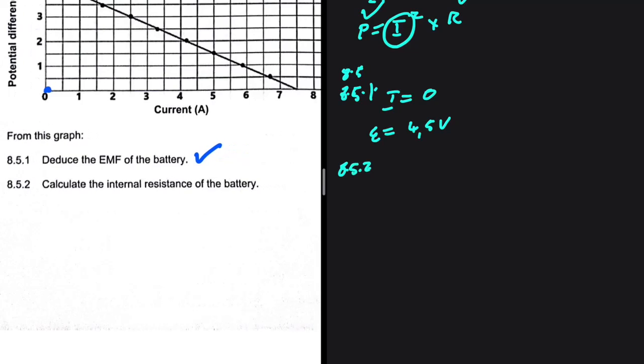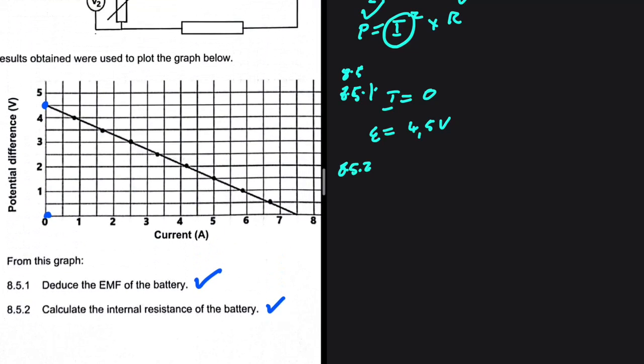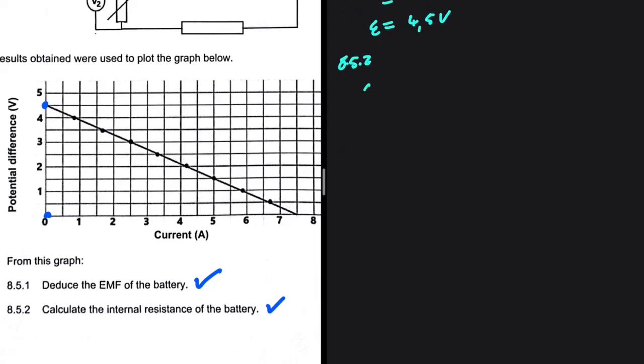Right, 8.5.2, calculate the internal resistance of the battery. Well, we're supposed to use the graph. How are we going to use the graph? You need to be comfortable with deriving an equation for the graph. Well, we know that EMF is equal to V external plus the current multiplied by the internal resistance.